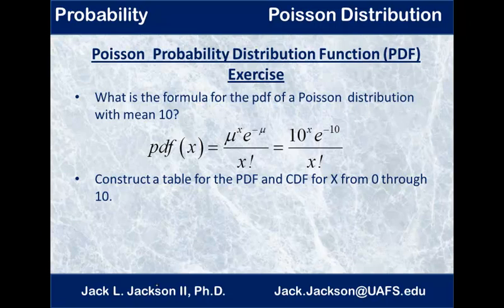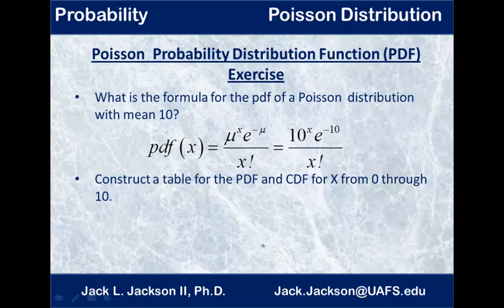Now, of course, this table actually goes on forever. The x's are going to go 0, 1, 2, 3, 4, 5, 6, 7, 8, 9, 10, and they just keep going on forever. But let's just go 0 to 10 for the table and figure out the values of the PDF and the CDF. Go ahead and do that now. Press pause.